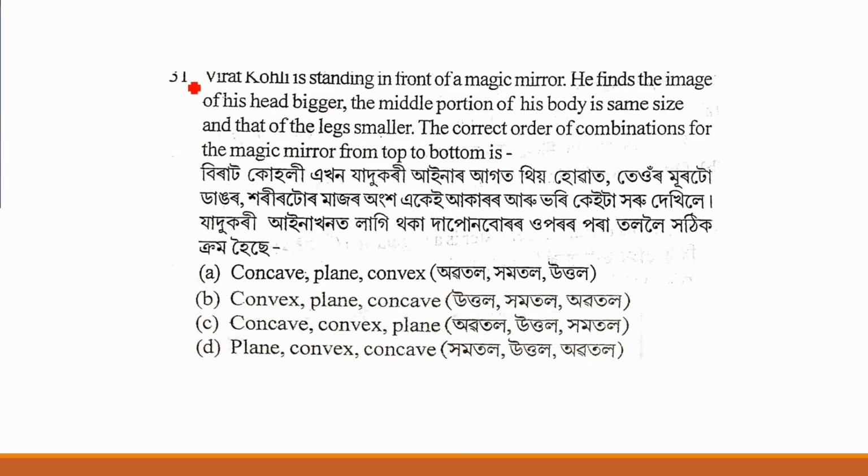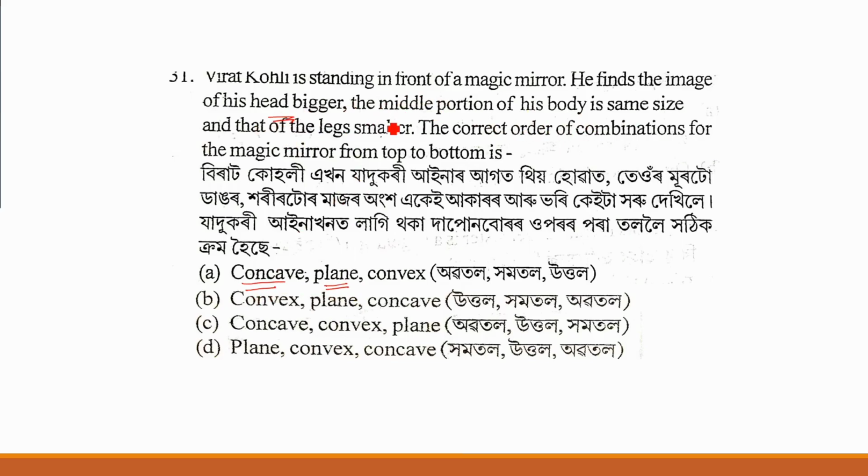Here Virat Kohli is standing in front of a magic mirror and he finds the image of his head bigger. So our first mirror will be what? Our first mirror will be concave, because concave produces enlarged image. The middle portion of his body is same size as that of the legs. So our second option will be plain mirror.